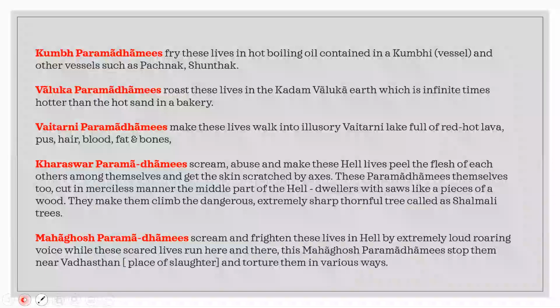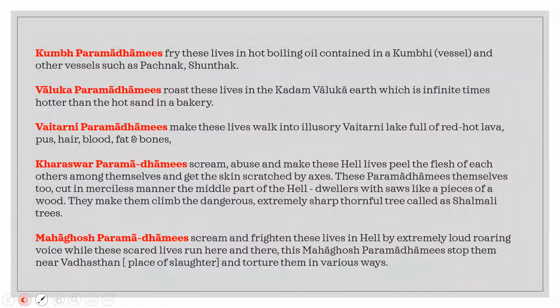Then the Vaitrani category of Parmadhamis, again, are very smart. What they do is they create an illusion of a Vaitrani Nadi or Vaitrani lake. And this lake is made up of hot lava and has an extremely bad smell, with hair, blood, and so on and so forth. And they drown the jeeves of Narkis in this Vaitrani Nadi.